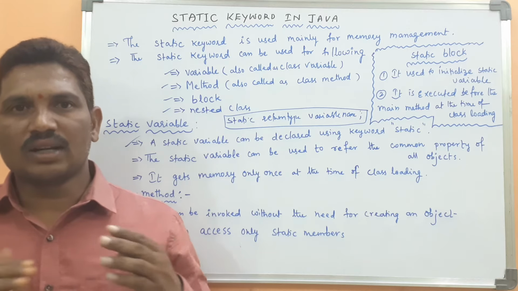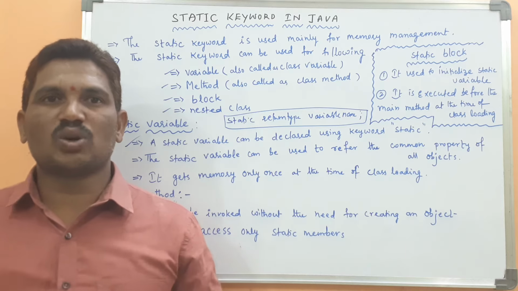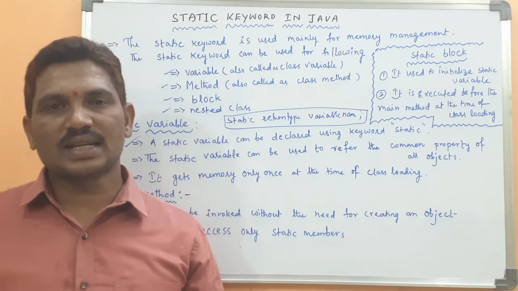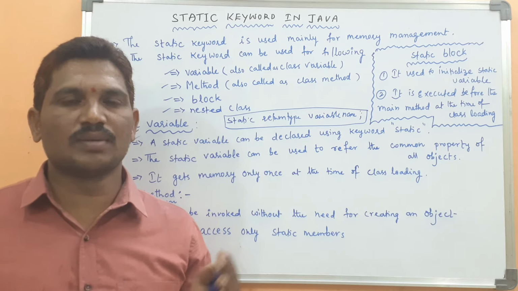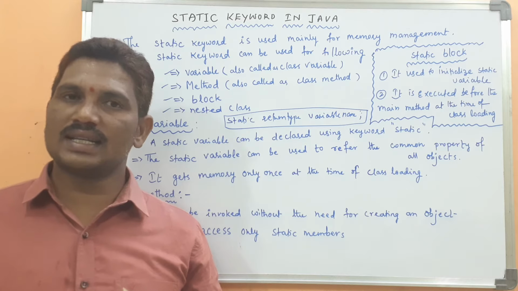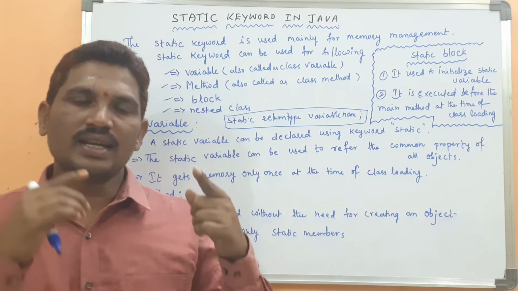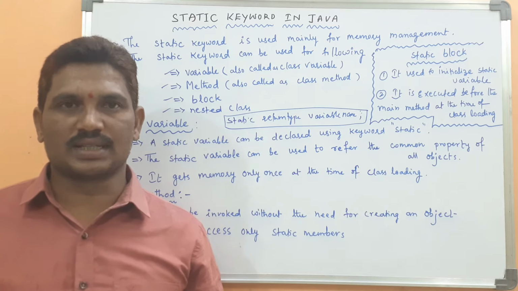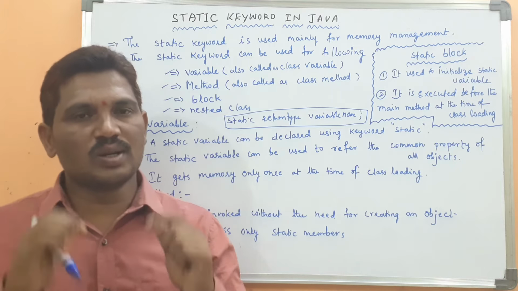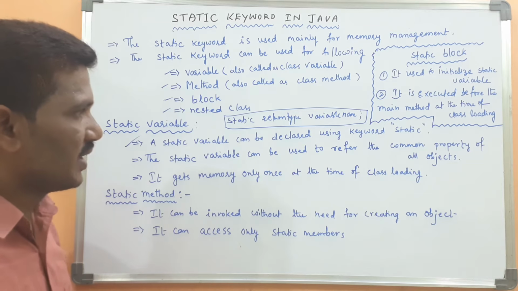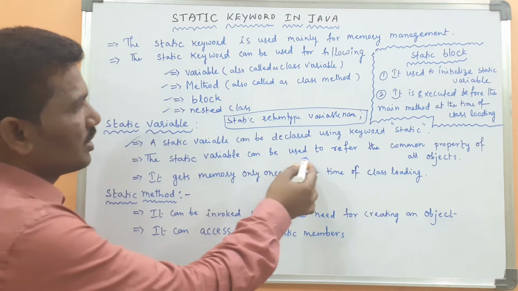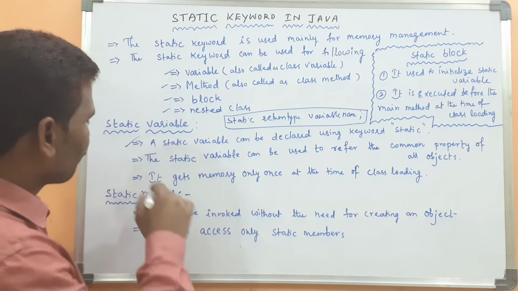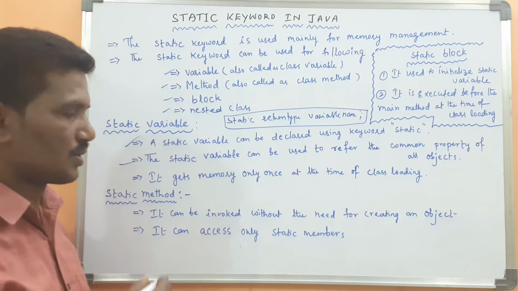The static keyword can't be used for all applications. Only when it is required can you use the static keyword. In this example, the college is common and does not change, so it can simply be declared as static. It is a common property of all the students. I will explain with the help of an example. The static variable can be used to refer to the common property of all objects. I gave a real-time example also.